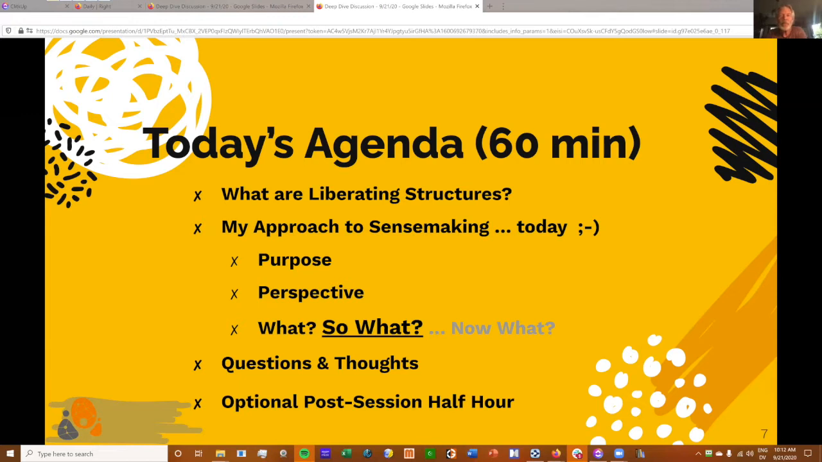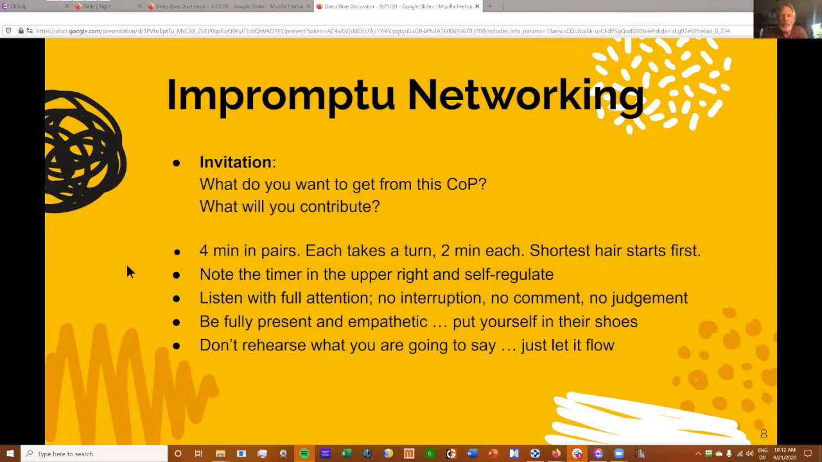So we're going to jump in with a liberating structure right away so you get a sense of it. You can go to the next slide, Christine. This structure is called impromptu networking. And ultimately in this path of sense making, starting with a clear purpose is usually helpful. So we're going to try to understand what your purpose is today in looking at the community of practice map. That's our instructional space that we're working in here.